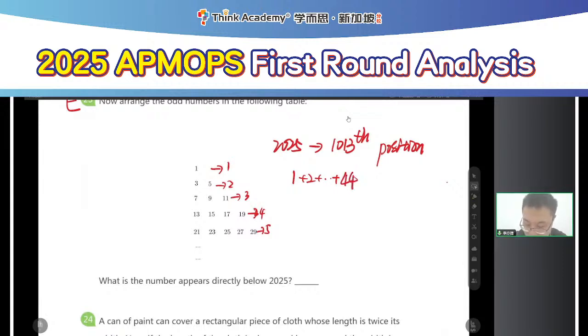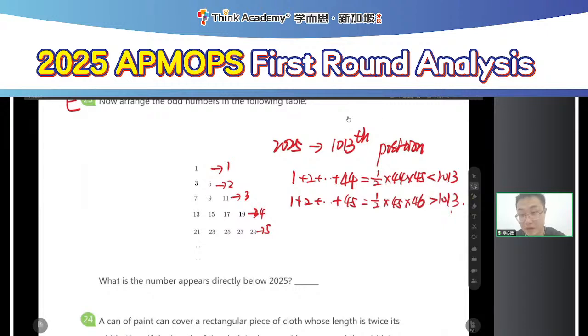Right? So now this one is half times 44 times 45. So obviously this one is smaller than 1013. But 1 to 45 should be larger than this 1013. Right? So now we know the position is that the first 44 rows are not enough and the 45th row is enough.